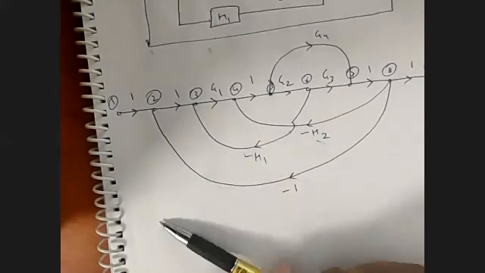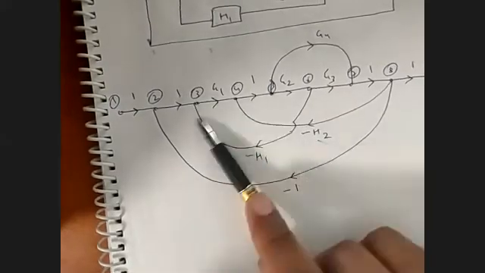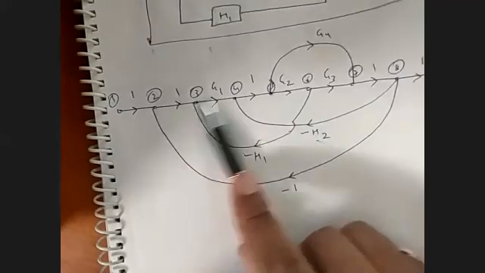Then we have loops, which will be, this is one loop, this is the second loop, this is the third loop.